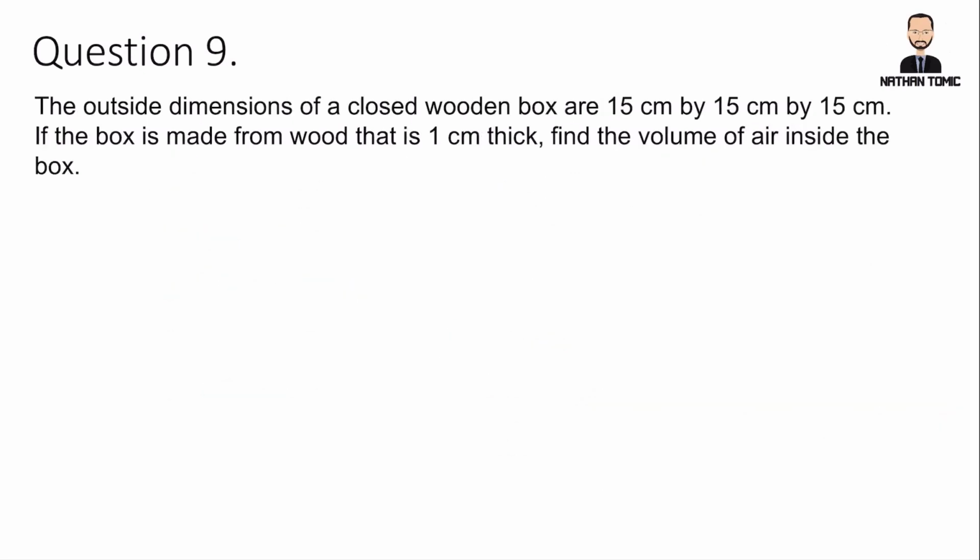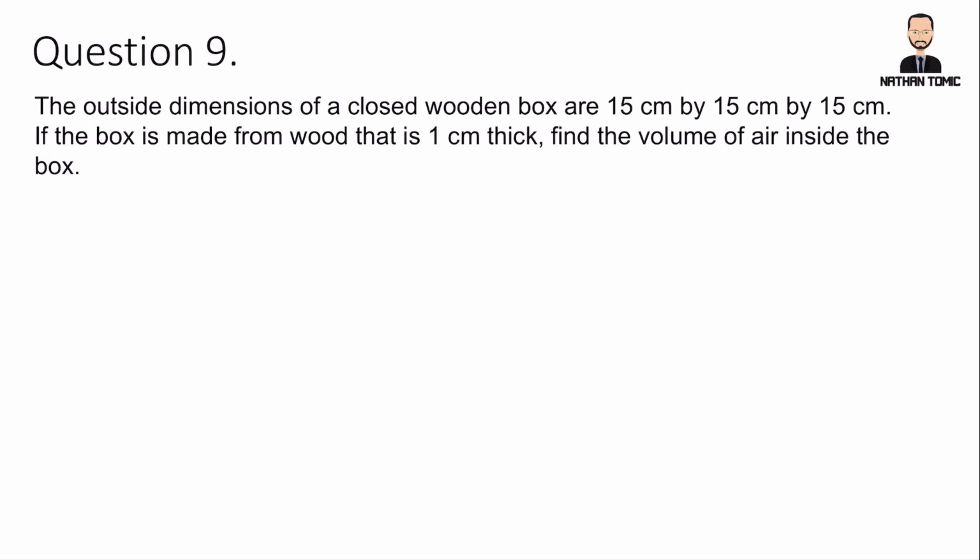The outside dimensions of a closed wooden box are 15 centimeters by 15 centimeters by 15 centimeters. If the box is made of wood that is 1 centimeter thick, find the volume of air inside the box. So at first glance, this seems pretty straightforward.